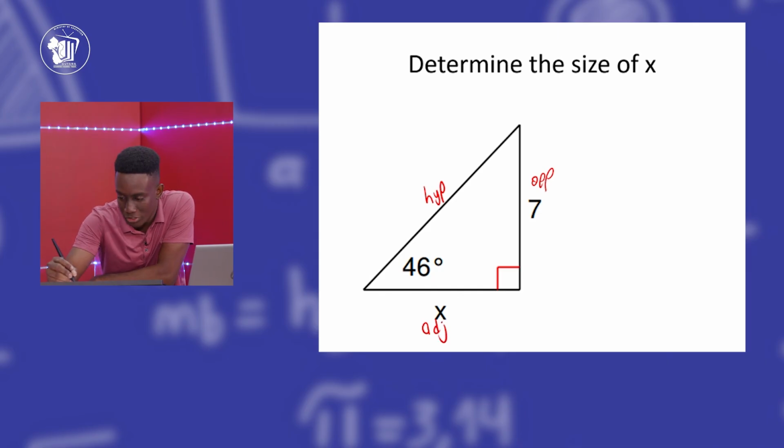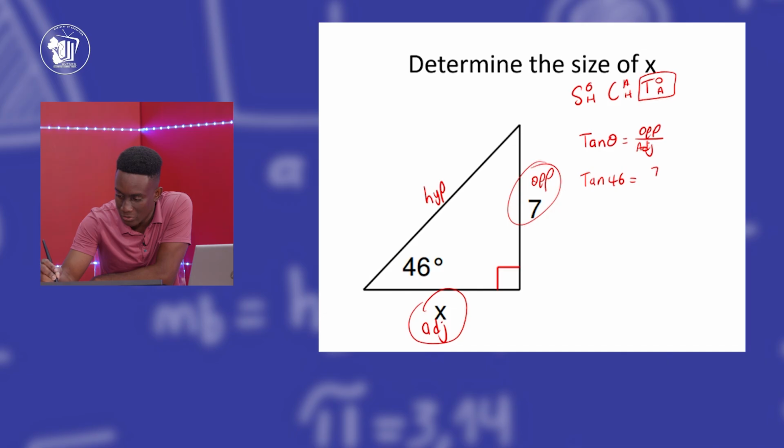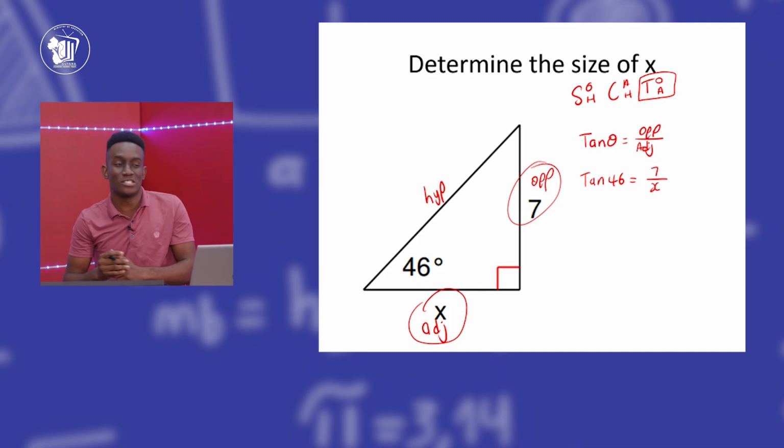So once again, let's put down the ratios. Some old horses can always hear their owners approach. Once again, we are given the opposite and we want to find the adjacent, so we need a ratio with a combination of those two. The ratio that we'll use will be tan again. So tan theta is equal to the opposite over the adjacent. Tan 46 is equal to the opposite, which is 7, over the adjacent, which in this case is x. So now we want to solve for x.